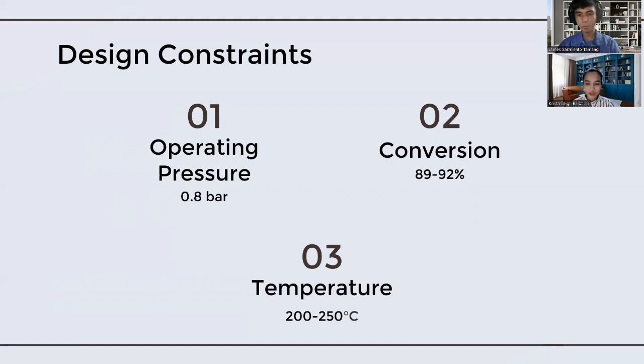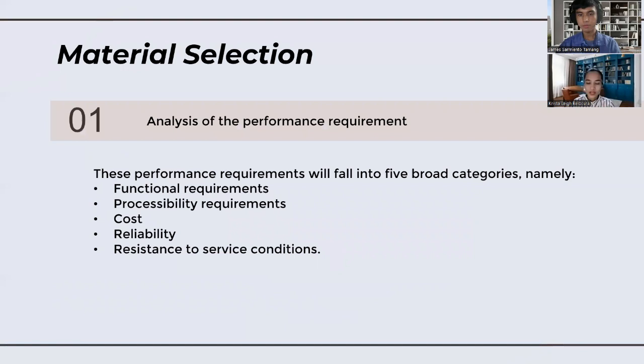Moreover, at the temperature of 200 degrees Celsius, the specific reaction rate is equal to 1,500 liters per mole per hour, and the activation energy of the reaction is 110 kilojoules per mole. The reactor chosen for the reaction is a plug flow reactor.